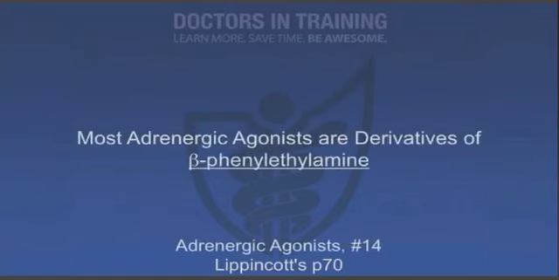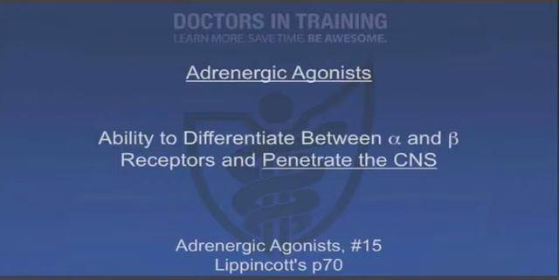Most adrenergic agonists are derivatives of something called beta-phenylethylamine. Adrenergic agonists all differ in terms of some basic substitutions. Substitutions on the benzene ring or on the ethylamine side chains of these molecules produce a variety of compounds with a varying ability to differentiate between alpha and beta receptors. It also gives them a varying ability to penetrate the CNS, which again is always important when we start talking about drugs.